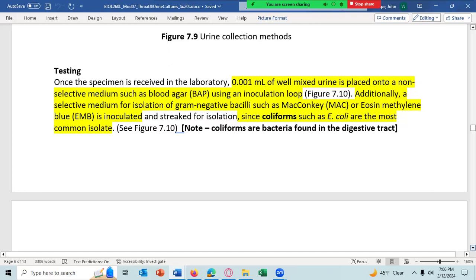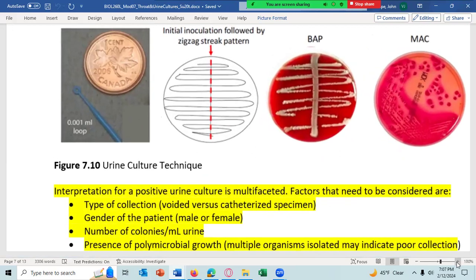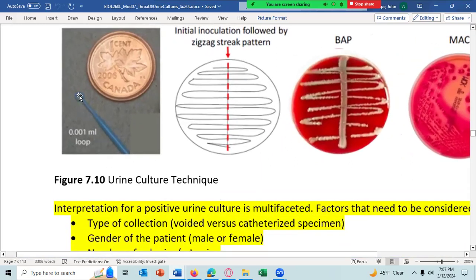Once the urine is received in the lab, 0.001 milliliter, that's 1 microliter of urine, is placed onto a non-selective media like blood agar with an inoculating loop, which actually measures out that volume directly. I've got a picture of it right there. So this loop will pick up 0.001 milliliter, that's 1 microliter, and then you put it on the blood agar plate like that, then streak it to get the growth like that.